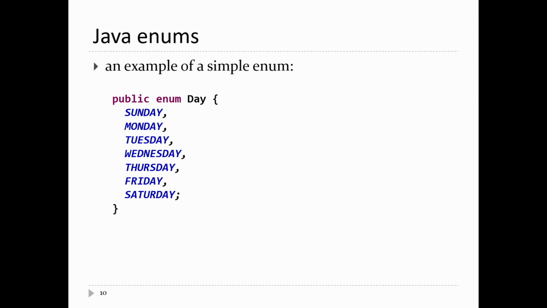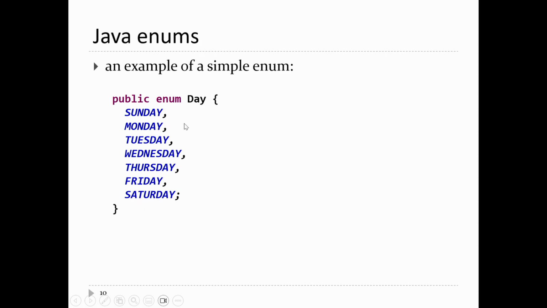It's really easy to make one of these enumerated types. It's even easier than using the int or string enum pattern. All you have to do is make a little class, but write enum instead of class. It's still a class, but it's a special type of class. So public enum, the name of your type. In this case, I'm going to call it Day, and then you just list the constants that you want.